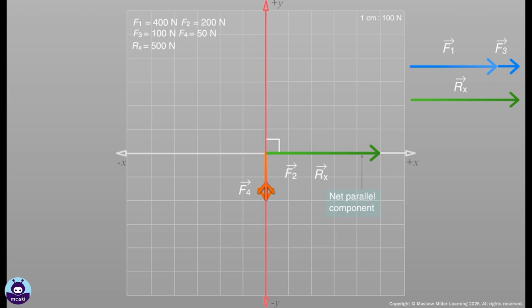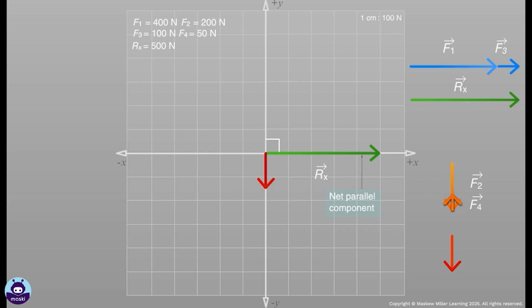Let us consider the vectors along the y-axis and add these collinear vectors. Notice here that the tail of F4 is placed on the head of F2, but it is pointed in the opposite direction. We again sketch the resultant from the tail of the first vector to the head of the last vector. The resultant vector along the y-axis, Ry, is of magnitude 150 Newton and is directed downwards. The resultant is shown in red and is called the net perpendicular component.